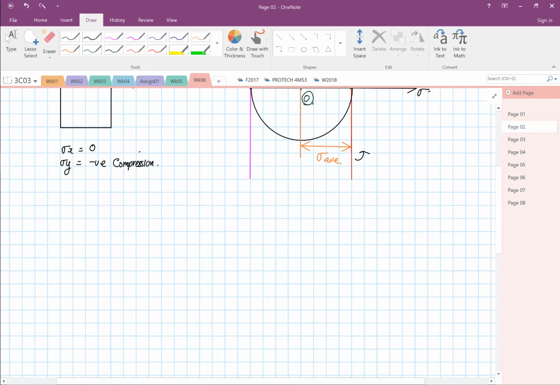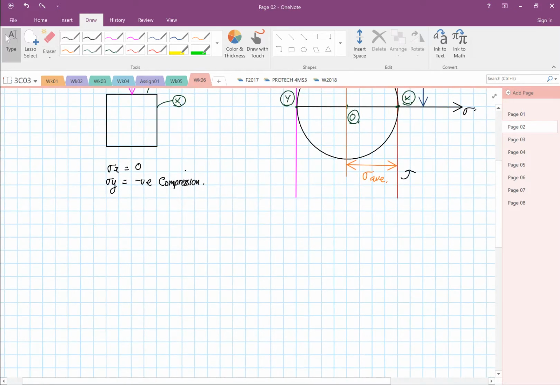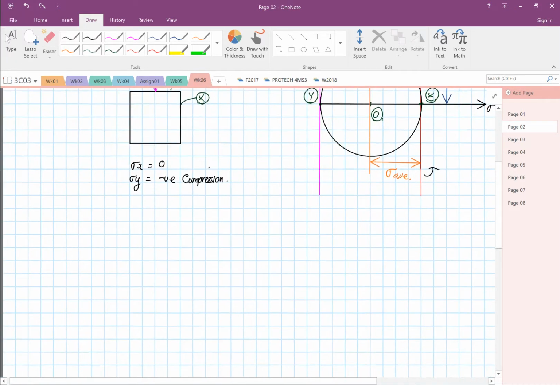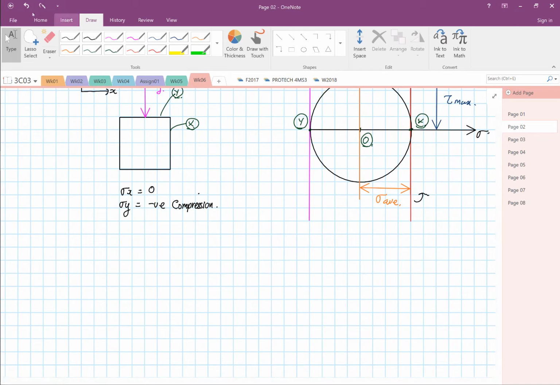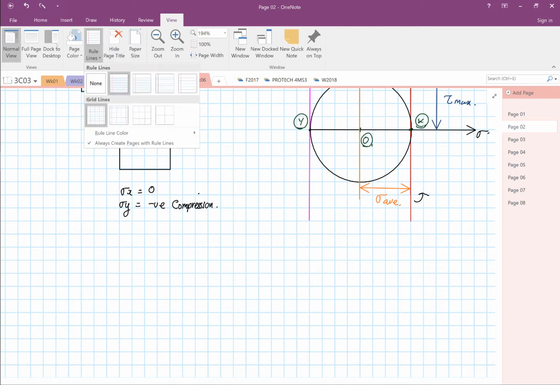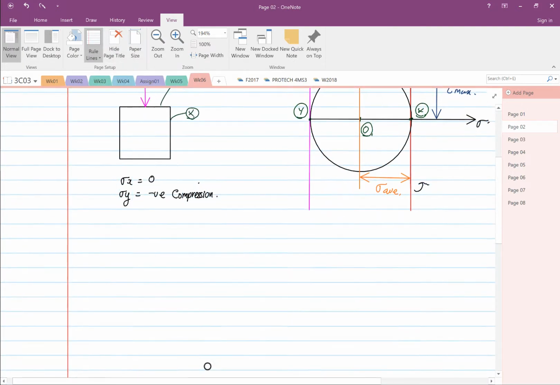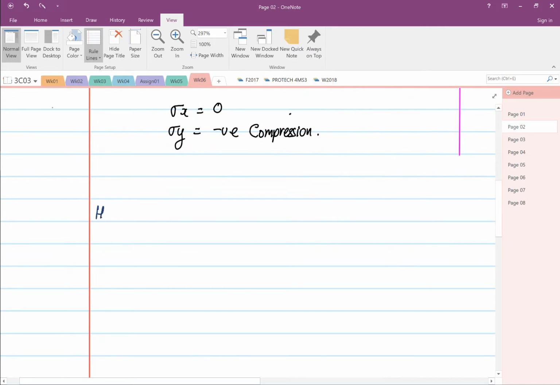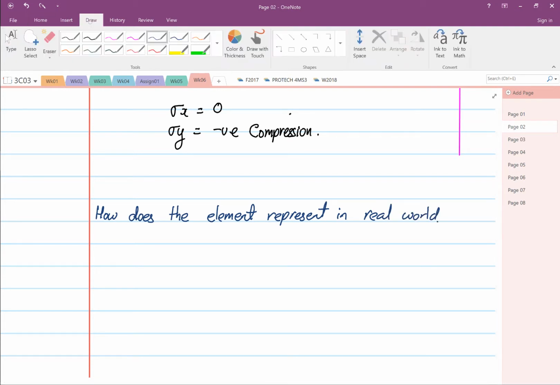Now the next thing is how is this element related to the real world? Okay, so the next, before I stop for the first part, so we're going to ask, how does the element represent in real world? Okay, so you see Mohr circle, hey, how is this related to the real world?